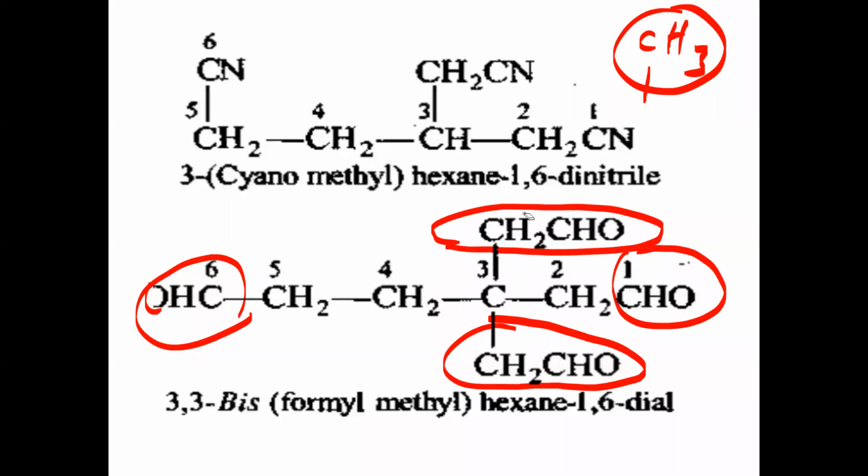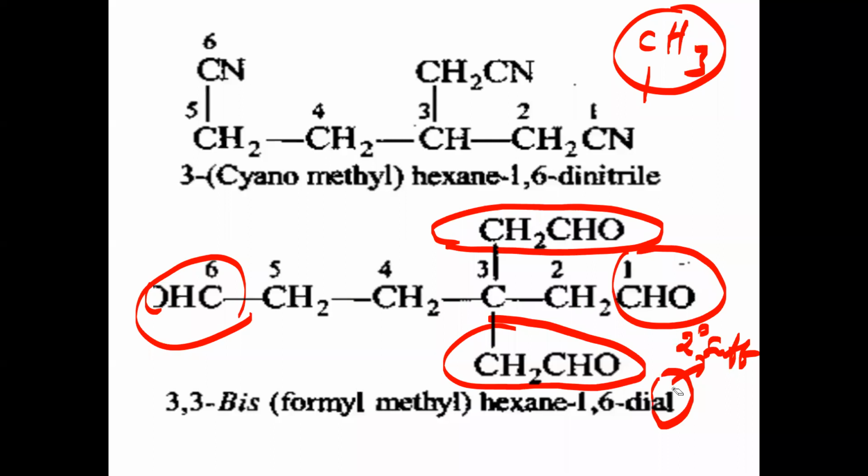The formyl methyl groups are attached to which carbon? The third carbon in the parent chain. Now numbering should be given to this CHO carbon and this CHO carbon; they have to be included in the numbering. So numbering 1, 2, 3, 4, 5, 6 carbon atoms. Now the first carbon and sixth carbon are both al, meaning the secondary suffix. So we have to use the secondary suffix here.